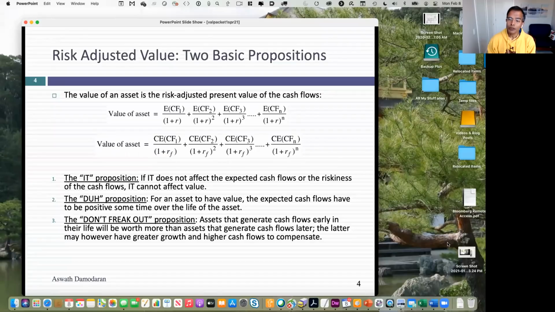Any questions on the IT proposition? Okay, let's move to the second proposition. It's called the DER proposition.